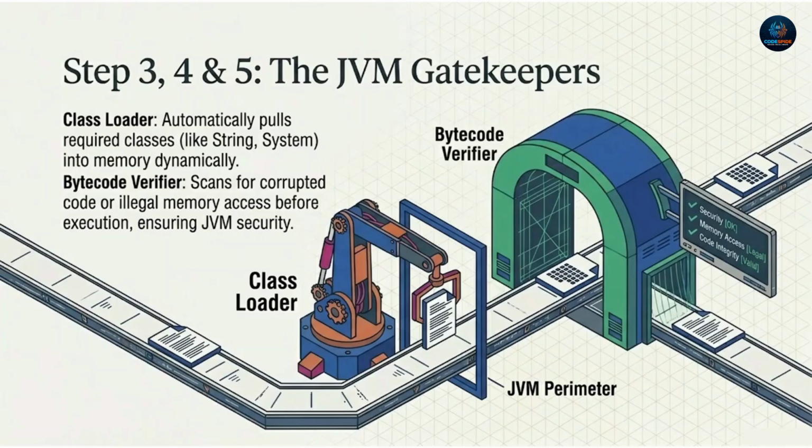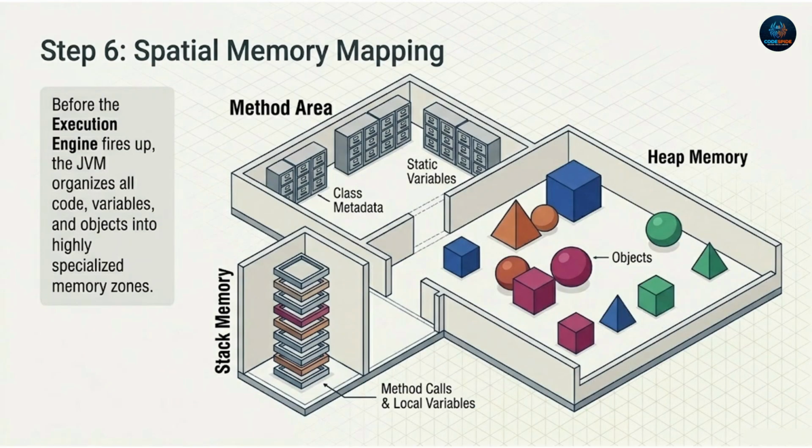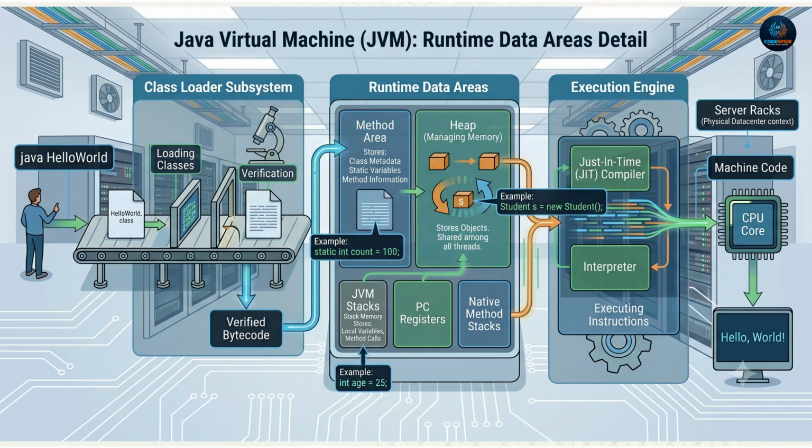After completion of verification, the next step is the runtime memory area. Before execution, Java creates memory areas, like the method area. It stores class metadata, static variables, and method information. For example, if we write static int count = 100, it is stored inside the metadata area, meaning the method area.